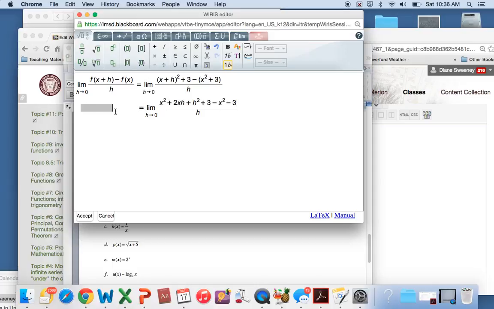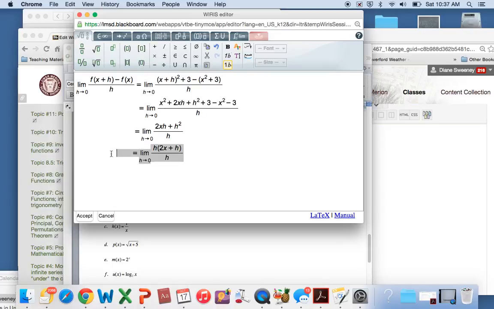So again, I'm going to copy the whole thing here and return and type it. So notice that every single line is just a continuation of what had come before. I'm noticing my x squareds are canceling out, my 3's cancel out. So I'll just get rid of those. So all I'm left with is this. I'm going to factor an h out of the top. So I'm just going to rewrite this top. So this is just going to become h times 2x plus h.